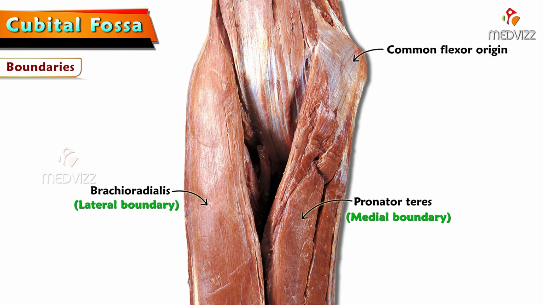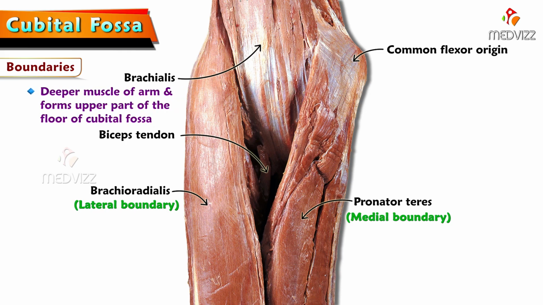Biceps brachii muscle is removed and cut part of tendon is observed deeply. So try to observe deeply. So we can see the cut end of biceps brachii, and we can well appreciate the brachialis. Brachialis is well demonstrated as we removed biceps. So brachialis is a deeper muscle of arm which forms the upper part of the floor of cubital fossa. We can also observe it converges deeper to insert into ulnar tuberosity.